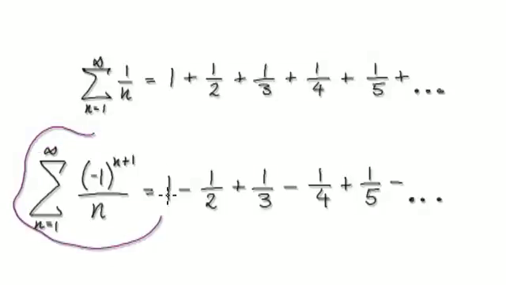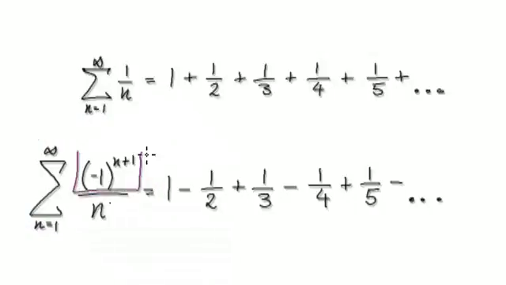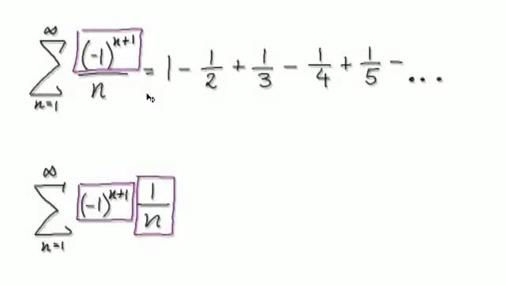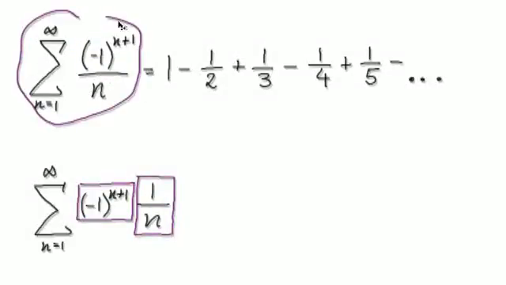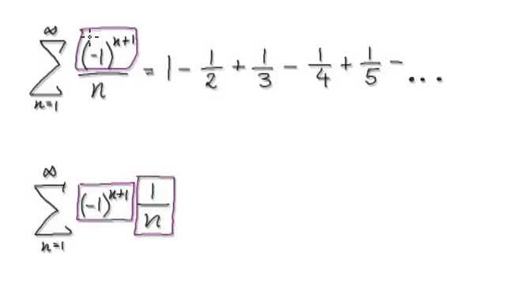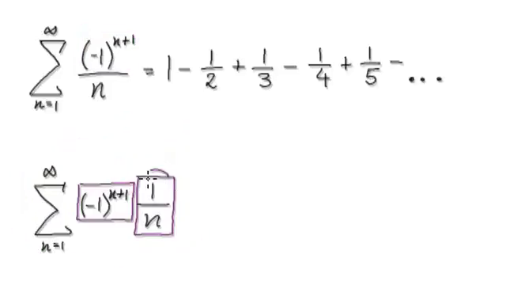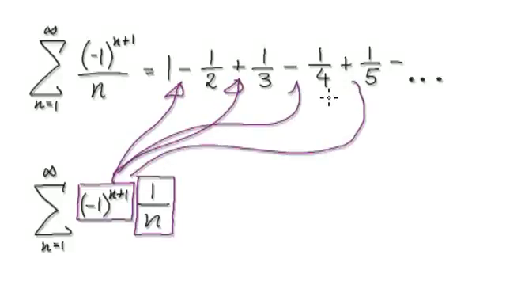But when you see this, in your mind, try to isolate this. Try to visualize this as one block. So it's really one block multiplying another block. Here you can see this is the harmonic series. But because you've got this block here, it will generate the minus, plus, minus, plus, and so on.